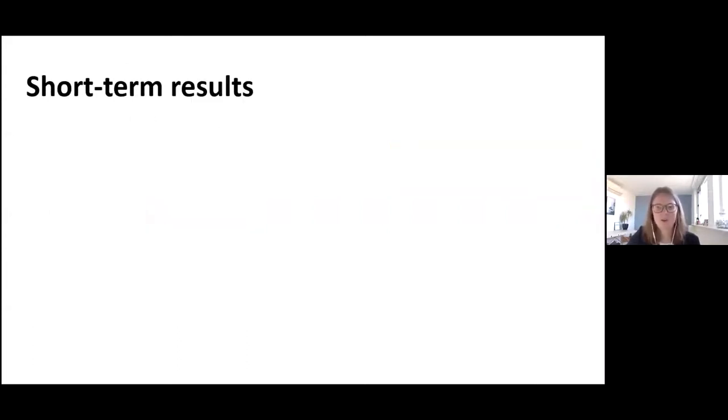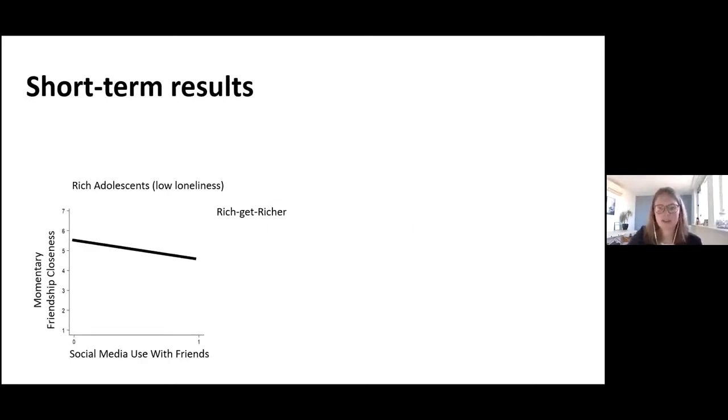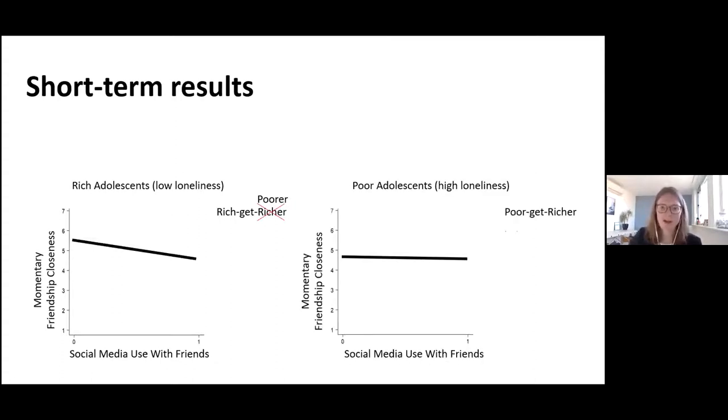First, I will present the overall findings, so the average patterns in the data for socially rich and poor adolescents. At short term, we found that the rich didn't get richer, but poorer after social media, as the friendship closeness decreased after using social media in the previous hour. So the rich get richer hypothesis wasn't supported at short term. If you look at the findings for the poor adolescents, we also didn't find any support for the poor get richer hypothesis, as their momentary friendship closeness didn't depend on the level of social media use with friends in the previous hour. So on average, we found quite little support that the rich get richer or the poor get richer.